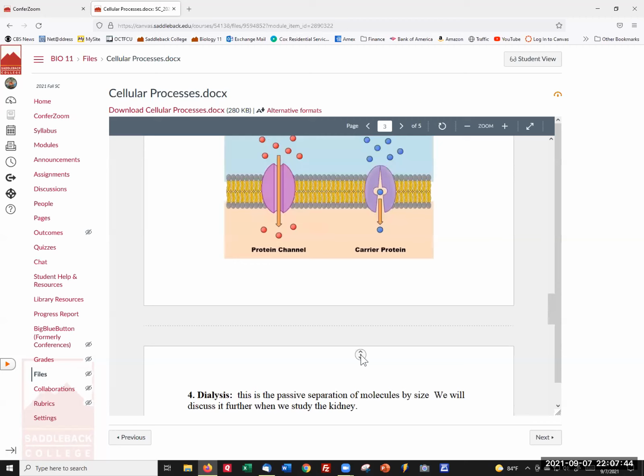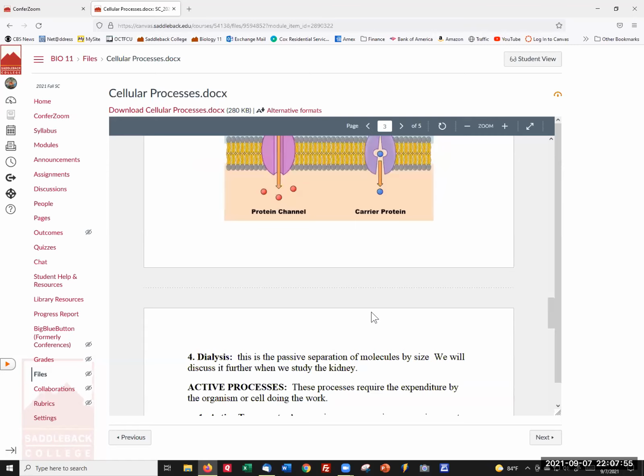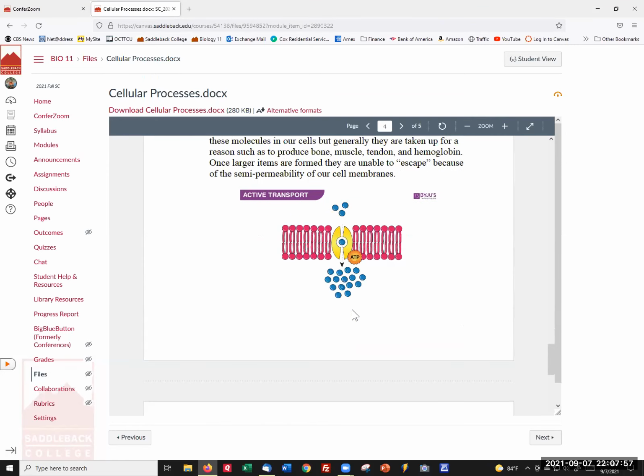In the other one that I showed you here, this was facilitated diffusion. We were going from higher to lower concentration. That doesn't take energy. This takes energy and utilizes ATP.